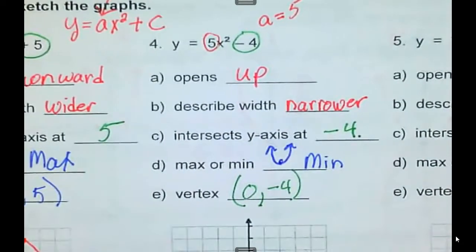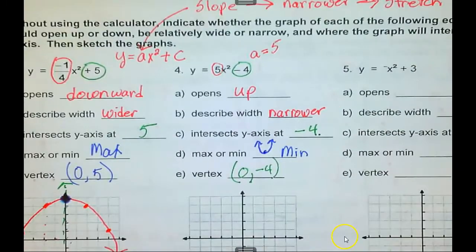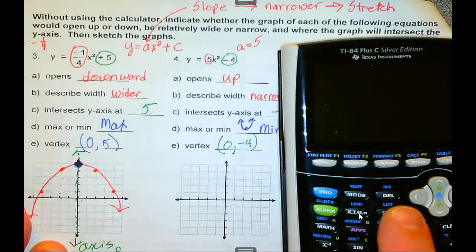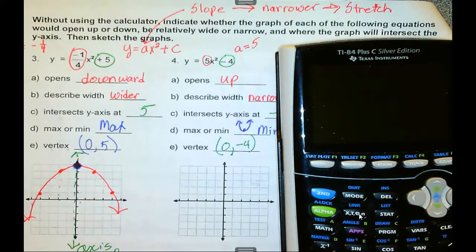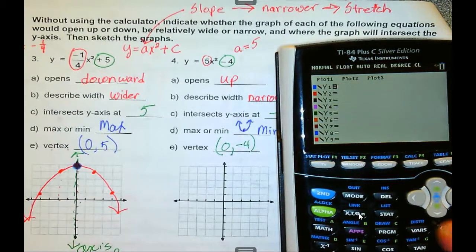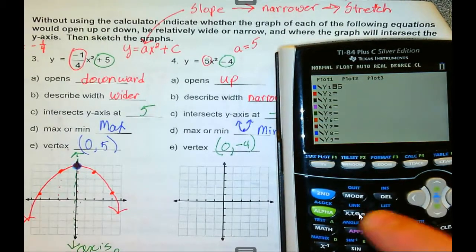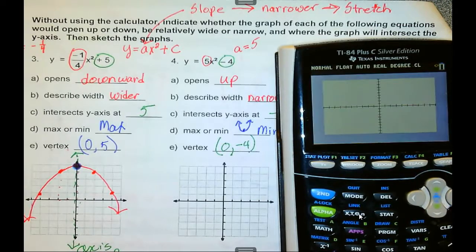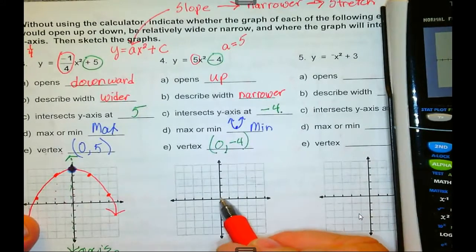So let's go ahead and graph this. I'm going to zoom out here. Okay. Go to my y equals. Clear it out. I have 5 times x squared minus 4. I'm going to hit graph it. And there it is. Okay. Well, I know I'm going to have my vertex at 0, -4. 1, 2, 3.